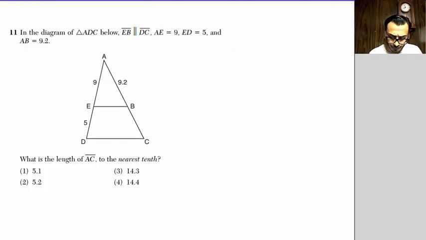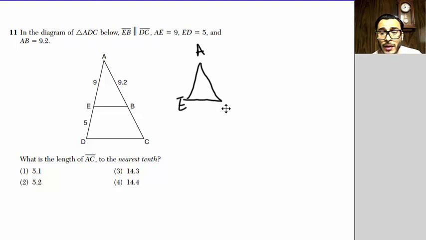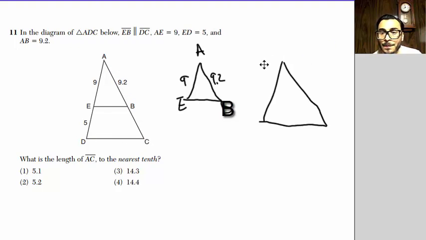All right, next one, number 11. What I like to do with these questions, I have a strategy, which is I like to break up the triangles and then make a proportion. So that could be a little lengthy. Some people may not like that, but I like to do it. It gets me the answer, and it always works. So we have one triangle here, AEB, with sides of 9 and 9.2. And then we have the big triangle, triangle ADC.